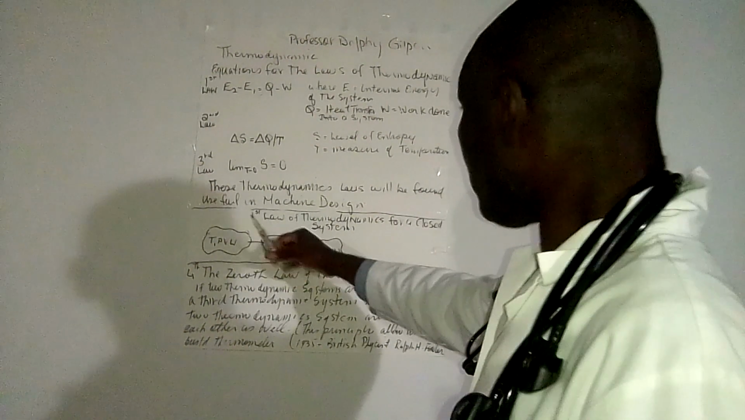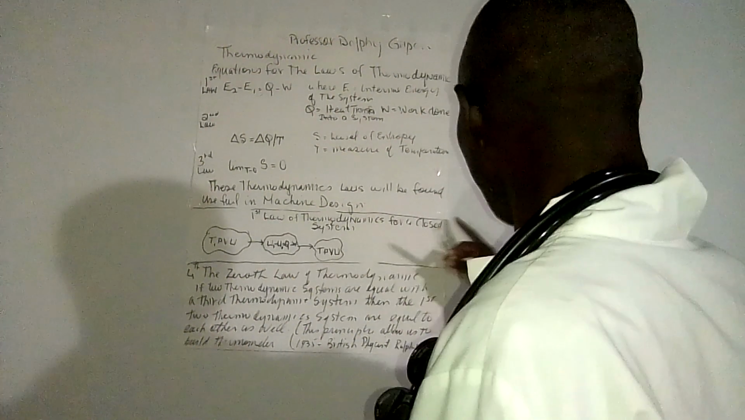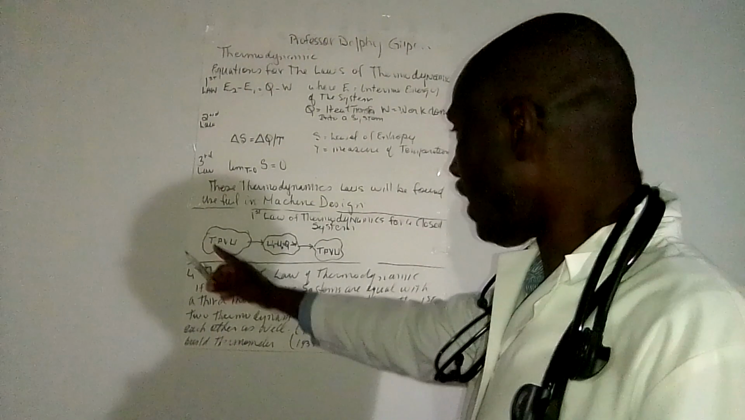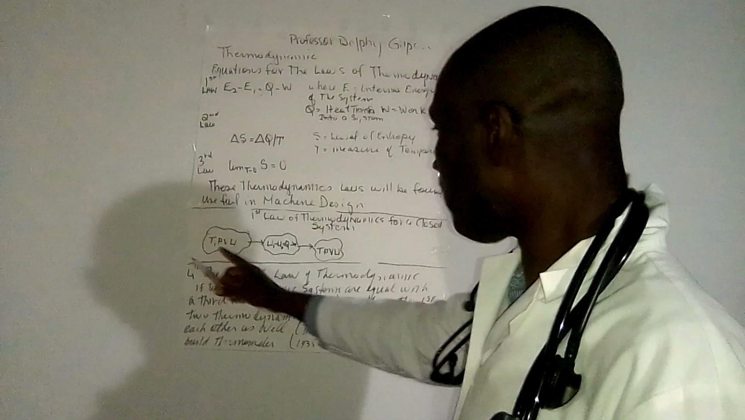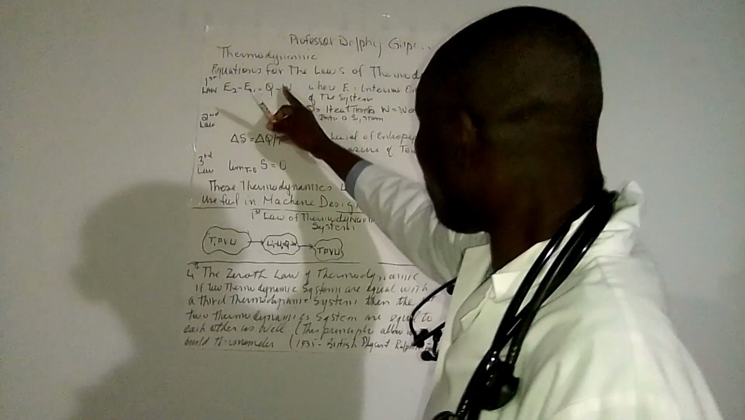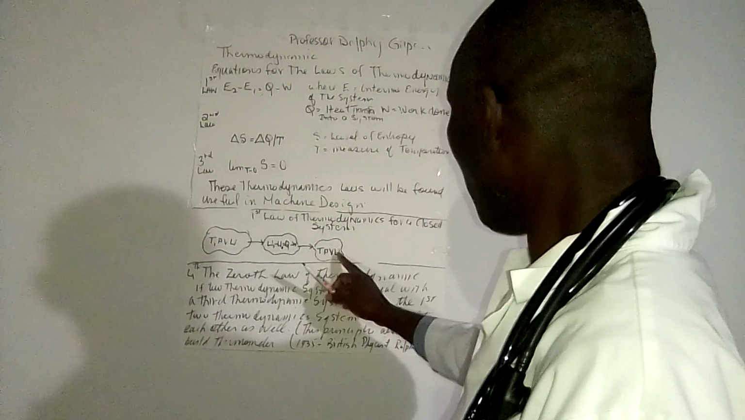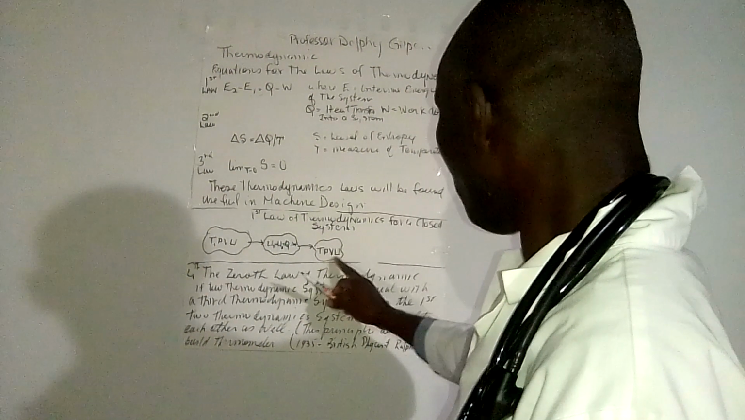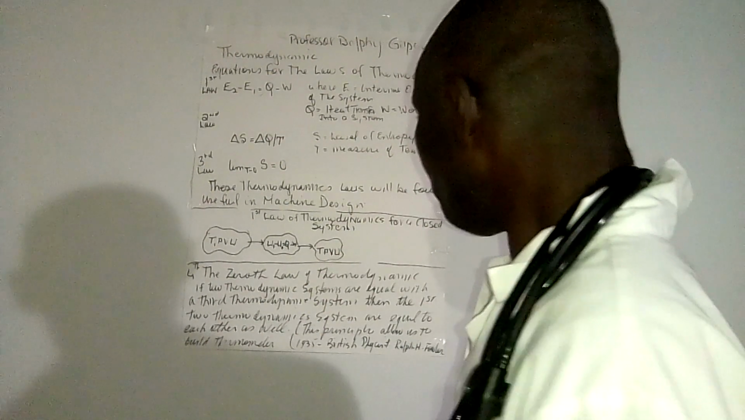So here we see the first law of thermodynamics for a closed system. We have some parameters here, T, P, V, and U. And this is the first equation here. And this is the final state of the system with T, P, V, and U.